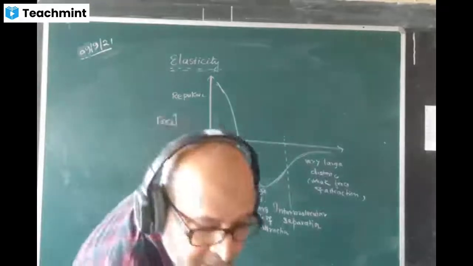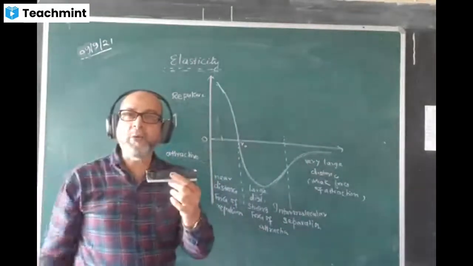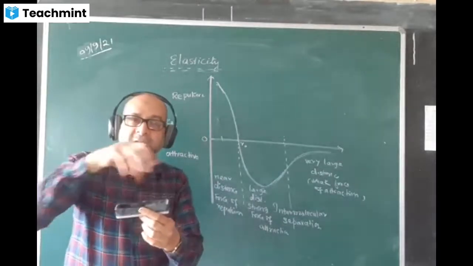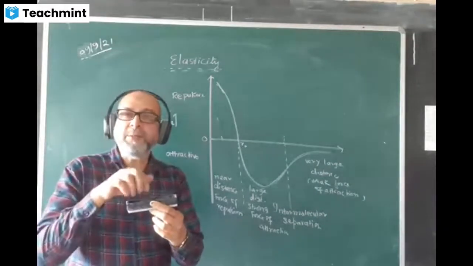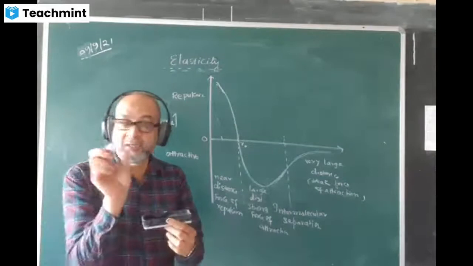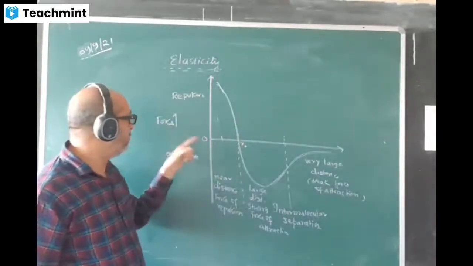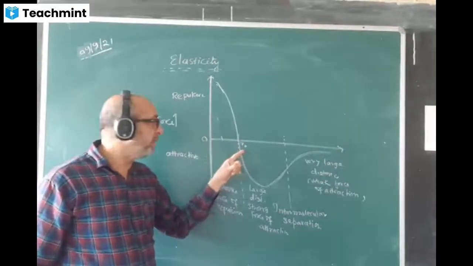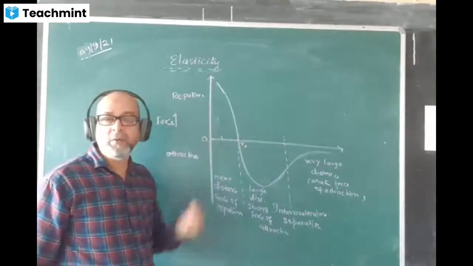Suppose I take a solid here and I'm not giving any force. All the molecules are in equilibrium. Means they are at such a distance between each other that they are experiencing neither the force of attraction nor the force of repulsion. That distance is termed as R0. R0 means force is zero. Attractive force and repulsive force cancel each other, and net force is zero here. That distance is called R0.